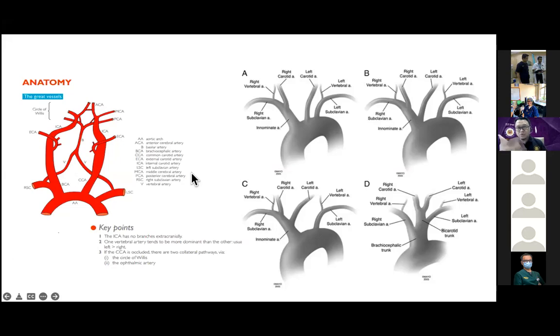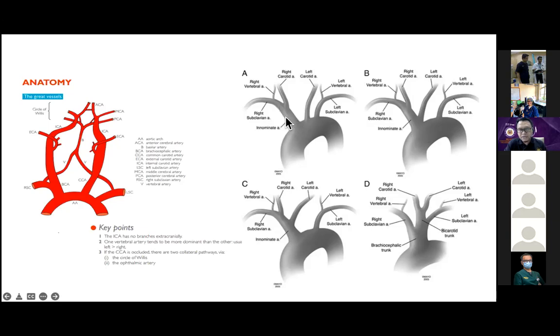And of course, we have normal variants that we need to consider when we perform the carotid Doppler ultrasound. As we can see here, we have panels A, B, C, and D. This basically A and B is the aortic arch, and the most common is A, like I mentioned just now. We can see here the variant actually refers to the relationship, the origin of the innominate or brachiocephalic from the aortic arch. This is the most common variant, and followed by panel B.